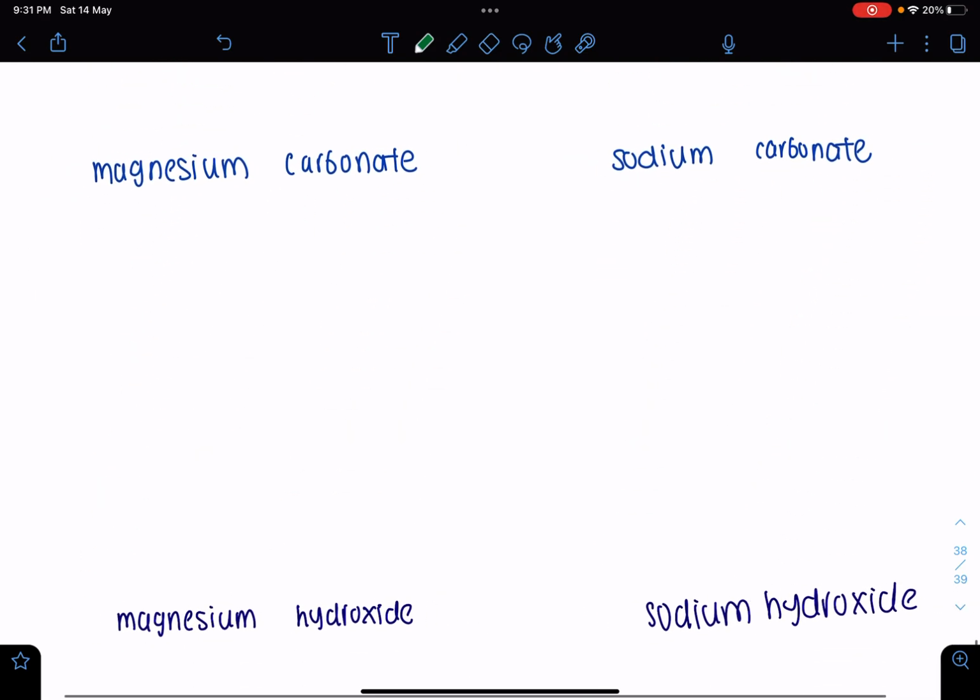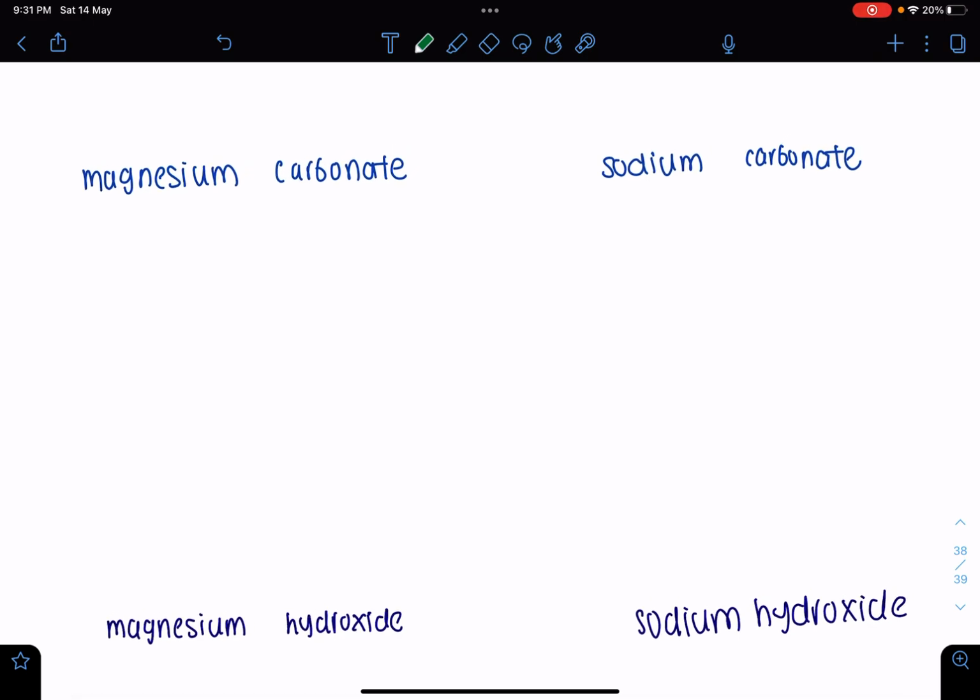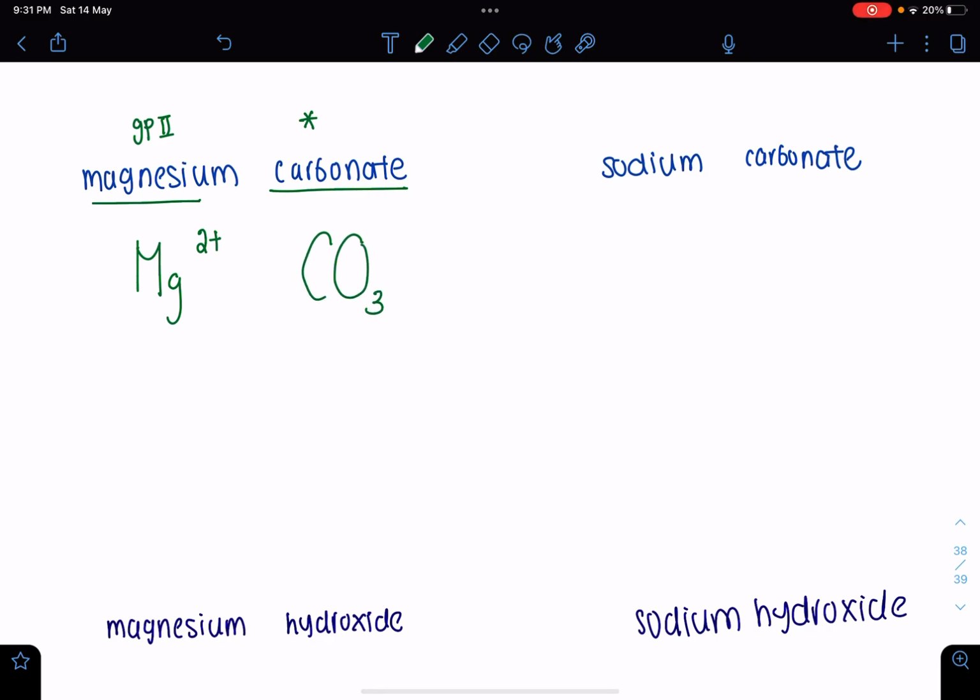Let's look at example 3. Here I have magnesium carbonate. Magnesium is a group 2 element, so its formula will be Mg2+. Carbonate is a special anion, so you've got to memorize the formula. The formula is CO3 2-. Please take note, when I write the 3, I'm saying that there are 3 oxygen, so I put the 3 at the bottom right beside oxygen.